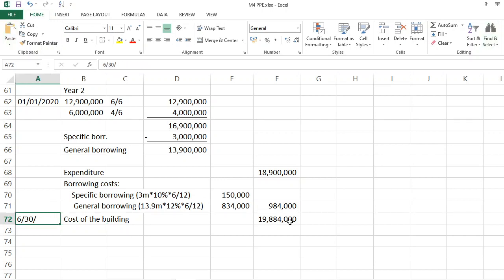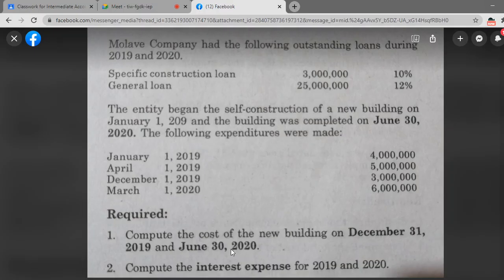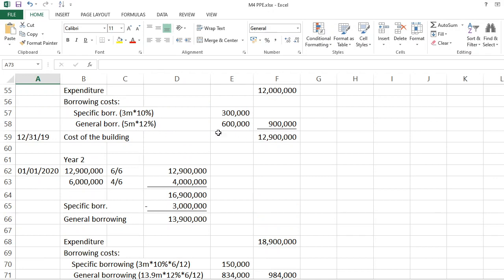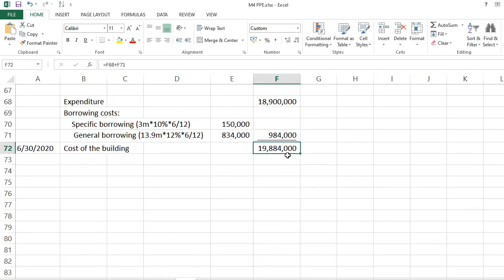Ano nga ulit yung tanong? Compute the cost of the new building. So, ayun, on December 31 and on June 30. So, we now have the 12.9 and the 19,884.